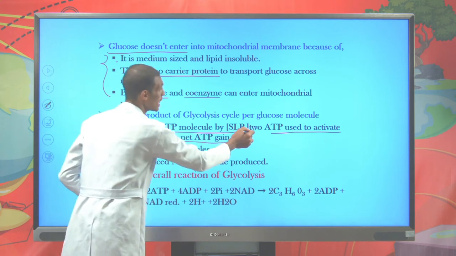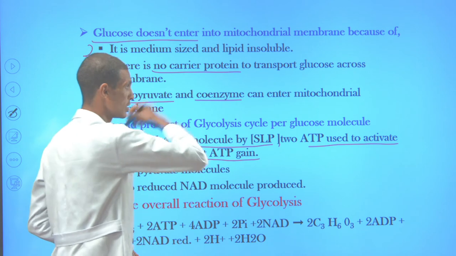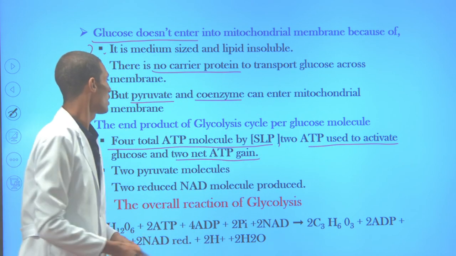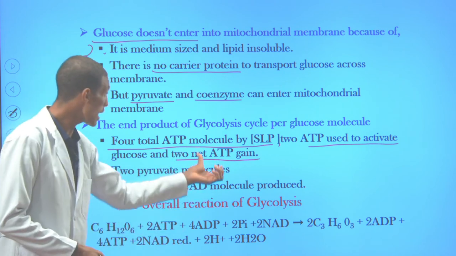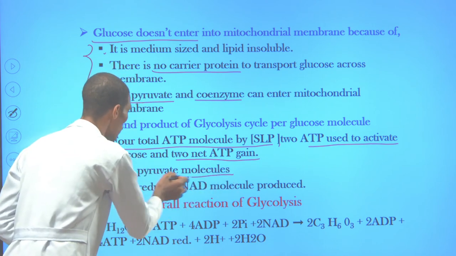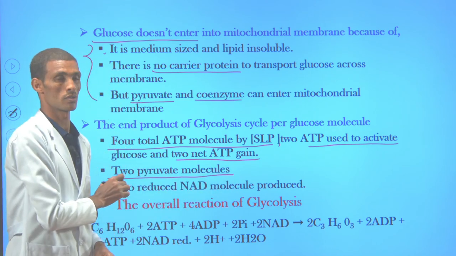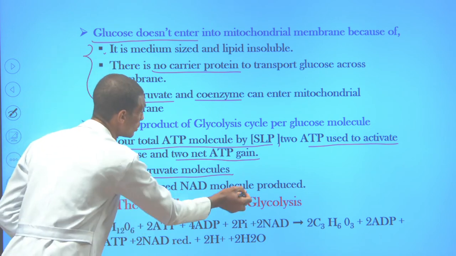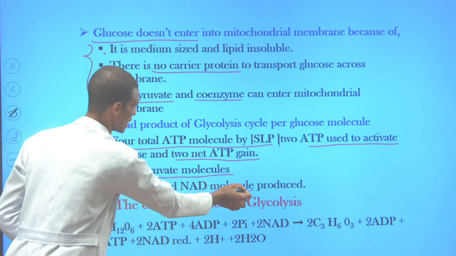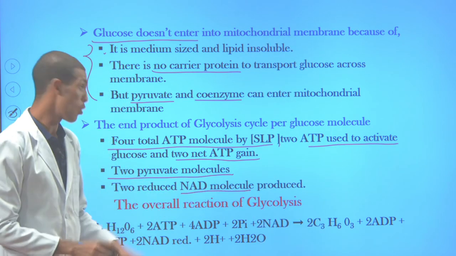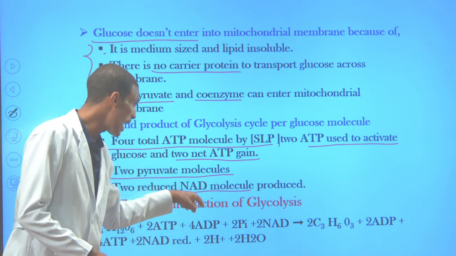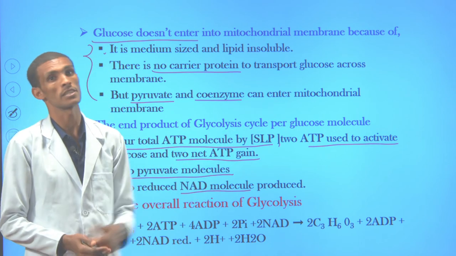From the 4 total ATP produced by substrate level phosphorylation, 2 are utilized for activating the glucose, and the 2 become a net gain of ATP. And again, 2 pyruvate molecules from oxidation of glucose. Thirdly, 2 reduced NAD molecules are produced here. Two reduced NAD, which is involved in carrying hydrogen from glycolysis in the cytoplasm to the next step.